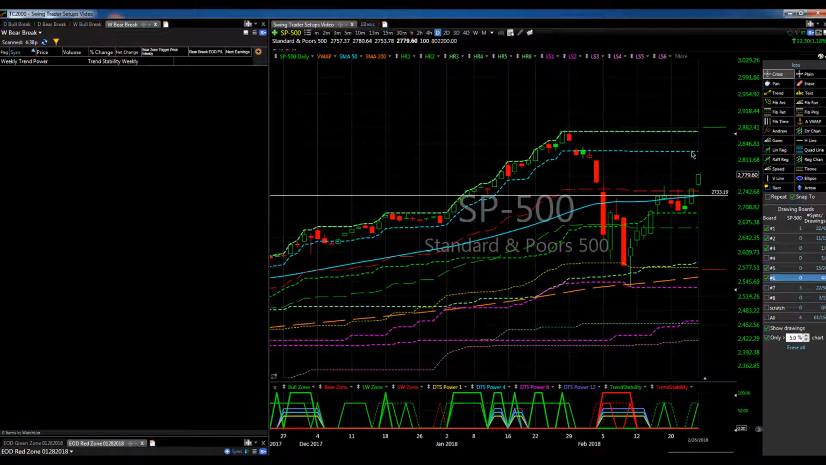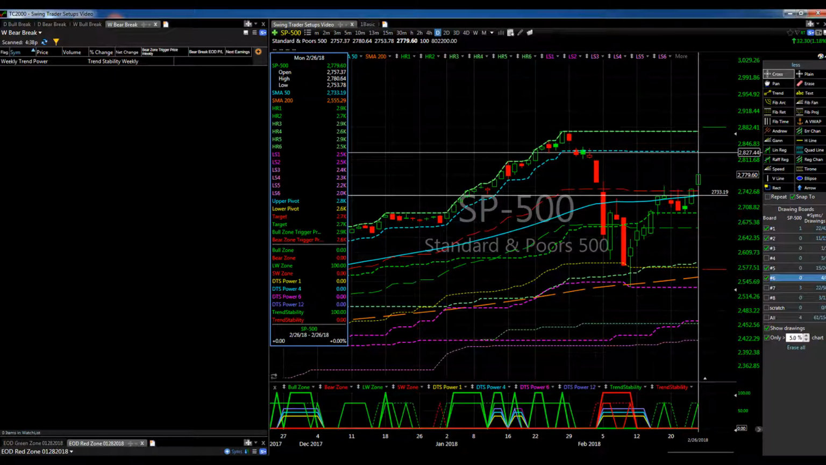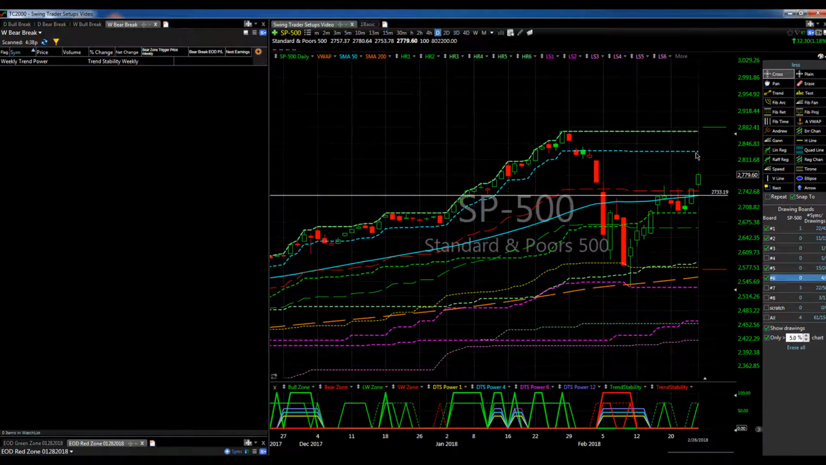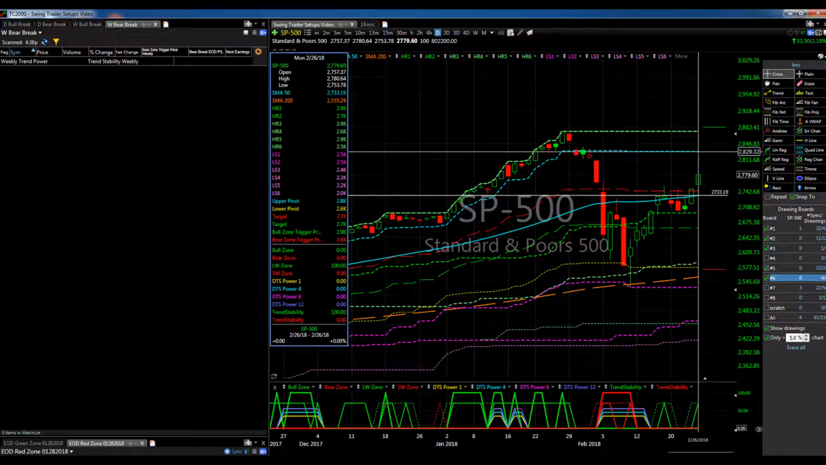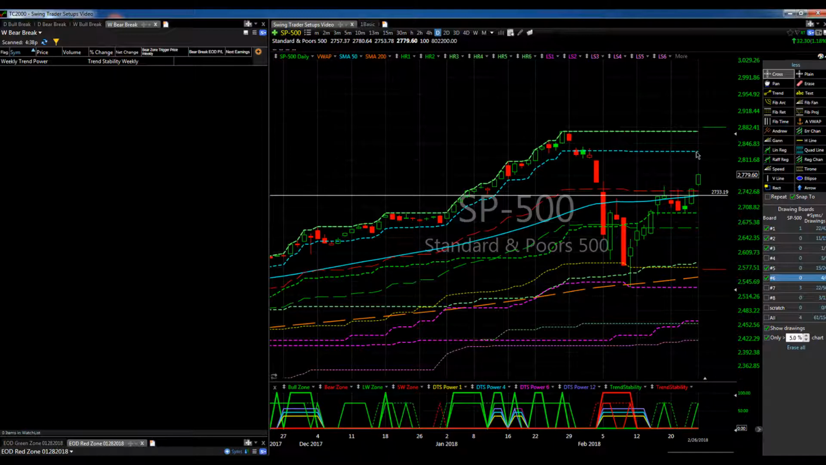I wouldn't be surprised to run up to my upper pivot here and stop, which is pretty close, right around 28.30. We'll just have to see what happens when we get there.